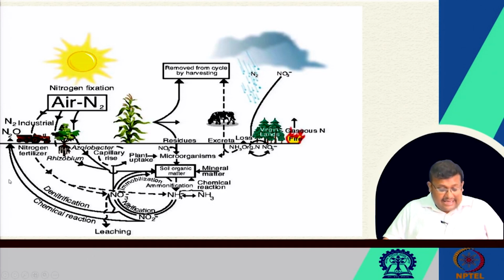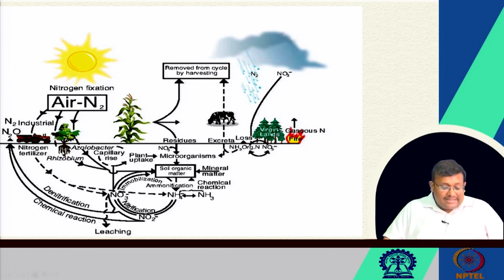So, if we see the snapshot of this nitrogen cycle again, we are sure that nitrogen fixation goes through either an industrial process from air, or through rhizobium by symbiotic nitrogen fixation, and also through free-living nitrogen fixing bacteria like azotobacter.